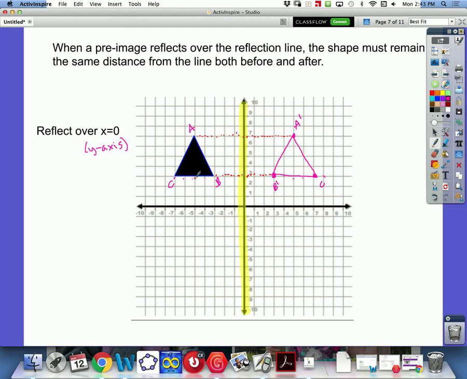So let's try reflecting this same triangle, now over the line y equals 0. So y equals 0 means it's going to be a horizontal line. And when y is 0, that's the horizontal line right here. So y equals 0 is the same as the x-axis.